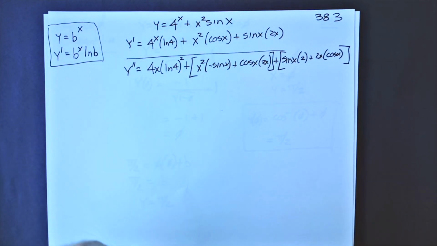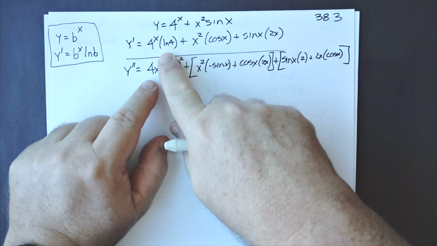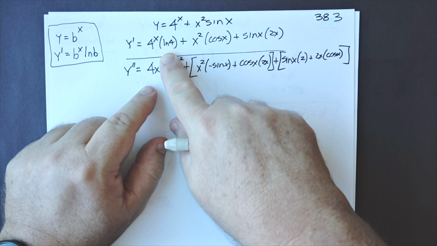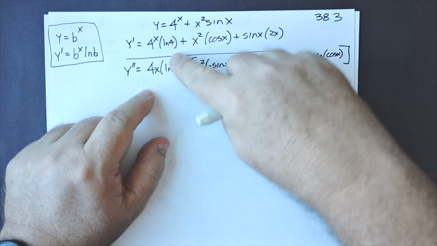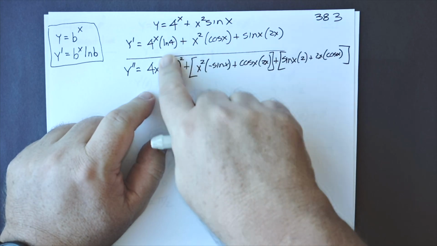That is our y prime, and then we need to do it again, take the derivative again. So then remember, ln of 4 is a number. It is not a function. So we're just going to repeat this and then multiply these together. So I'm going to get the ln of 4 squared. That's just a number right there.